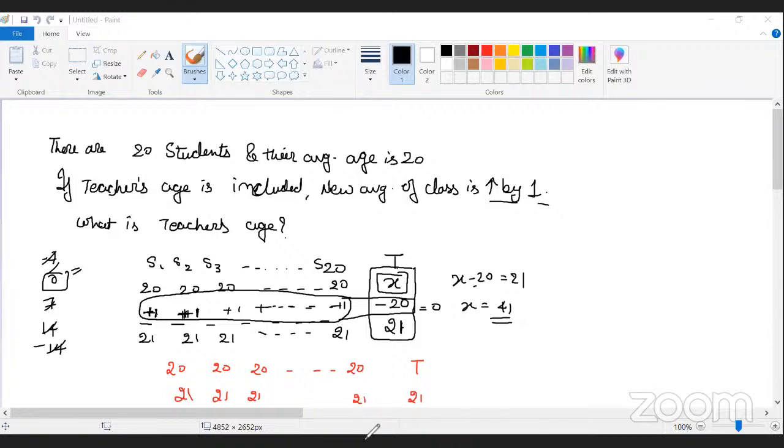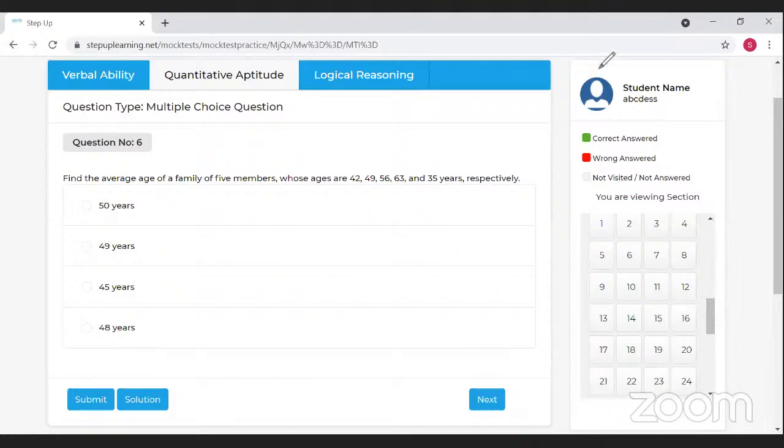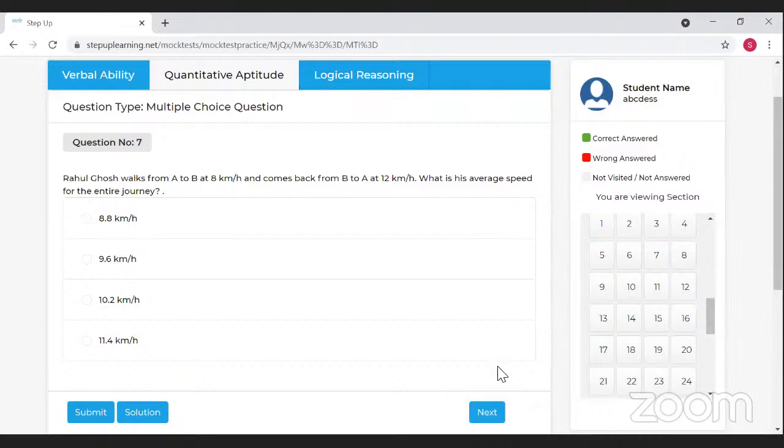Okay, all right, fine. So let me go back to the same page. So we are good with this now. How about this question? Rahul Ghosh walks from A to B, B to A. What is his average speed? Yeah, B is the answer.